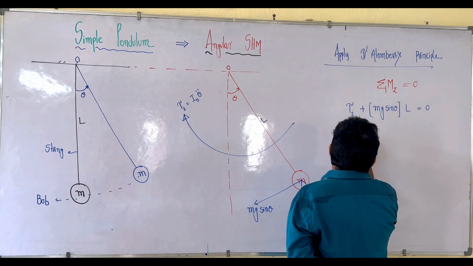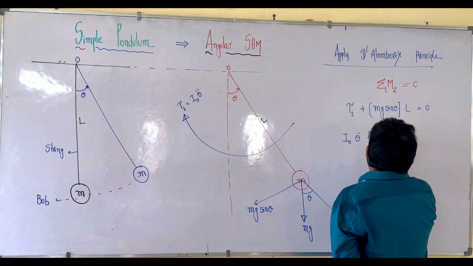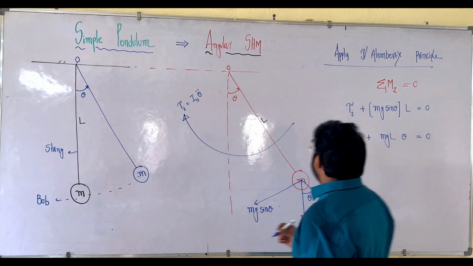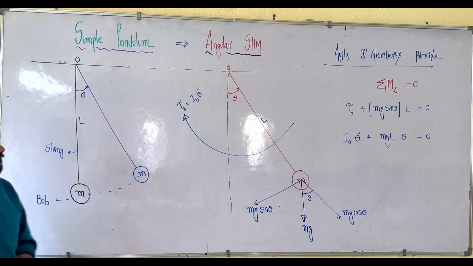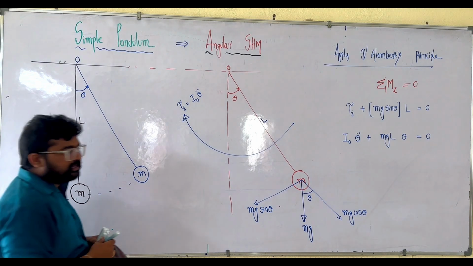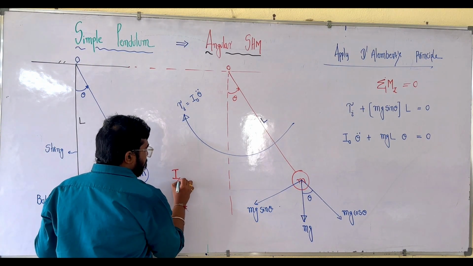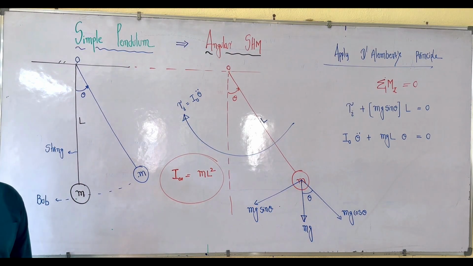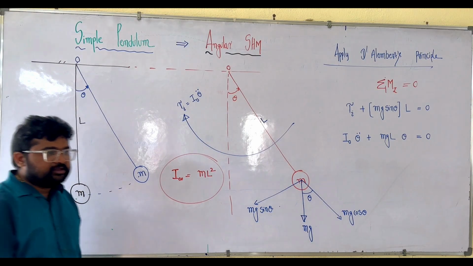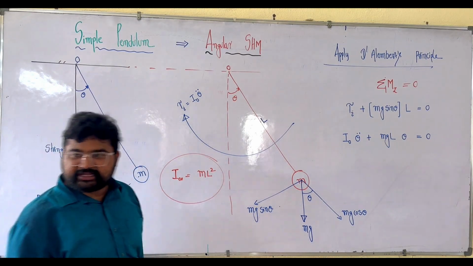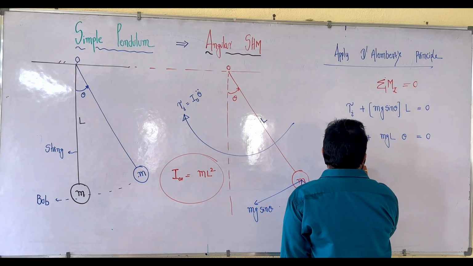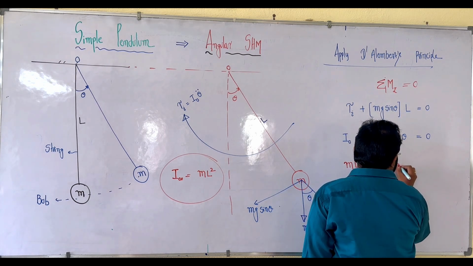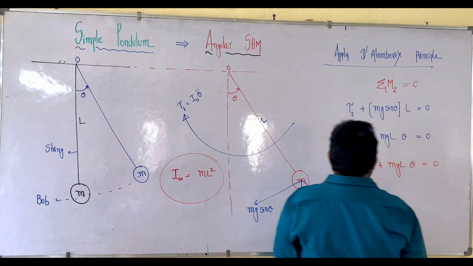I0 theta double dot plus mgL into theta, since for a small angle sin theta becomes equal to theta. What is the mass moment of inertia of the bob about point O? It's a point mass, so straight away mL square will come. Now, mL square theta double dot plus mgL theta equal to 0.